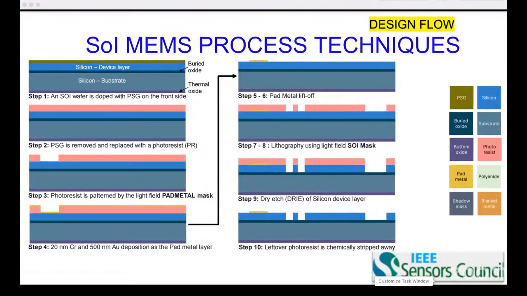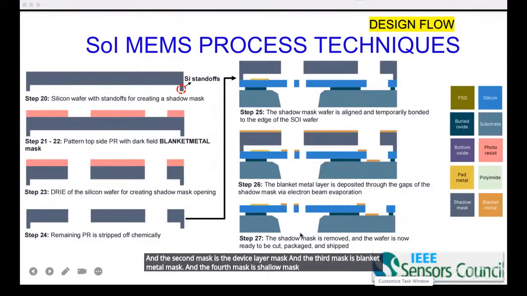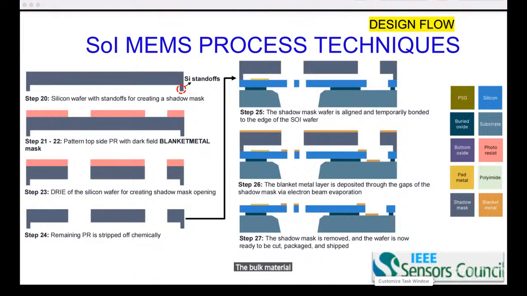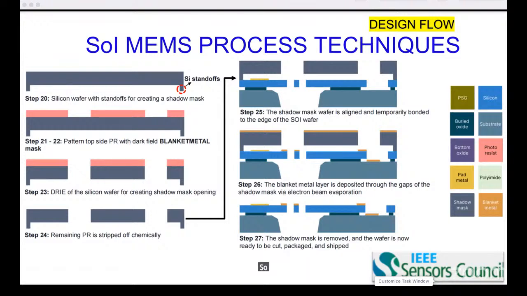So there are 4 masks. The first mask is the pad metal mask, the second mask is the device layer mask, the third mask is the blanket metal mask, and the fourth mask is the shallow mask, which is from the bottom, to etch from the bottom side. The bulk material will be removed. We call this bulk because 400 micrometers is too thick for a MEMS substrate. That's why it is called bulk.